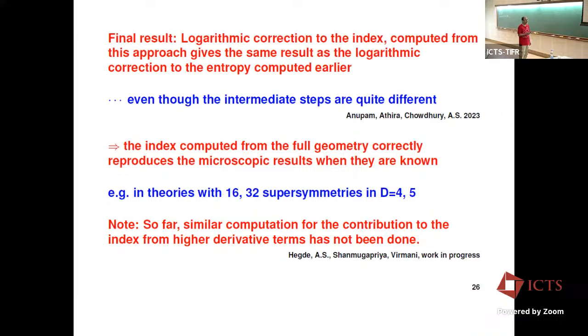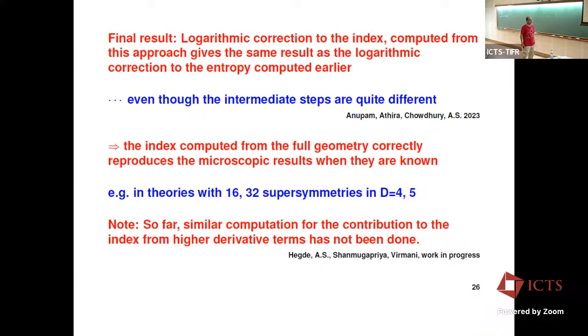The index computed from the full geometry correctly reproduces the microscopic results when they are known. First of all, it agrees with the entropy, and because the previous analysis had shown that the entropy always seems to agree with the microscopic results for the degeneracy or for the index, we also see that the index computed from the macroscopic and the microscopic sides agree. This has so far been done in theories with 16 or 32 supersymmetries. That means say N equal to 4 in D equal to 4.